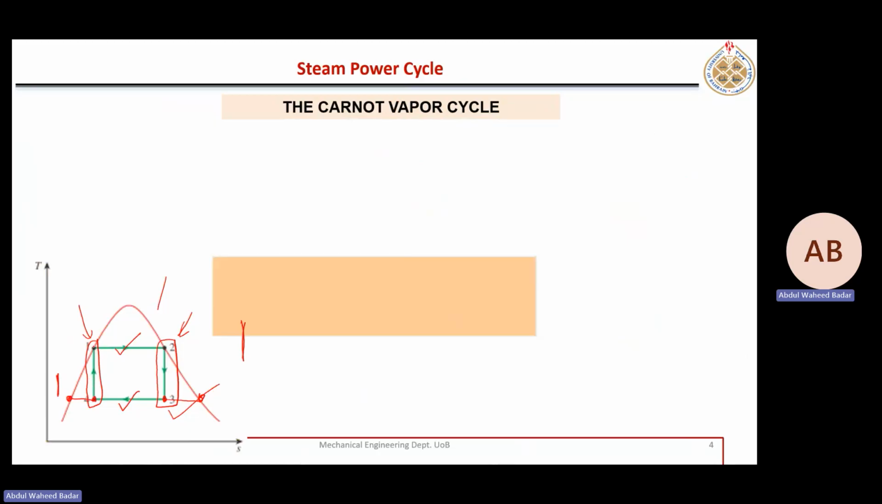So what will happen? Because this is one pressure, this is another pressure, this point 2 has to be shifted here so that point 3 ends up here. And this point 4 should be shifted here. So then point 1 will also shift here. So the 4 to 1 process is all in liquid, and the 2 to 3 process is all in the gaseous region. This is the turbine, steam turbine.